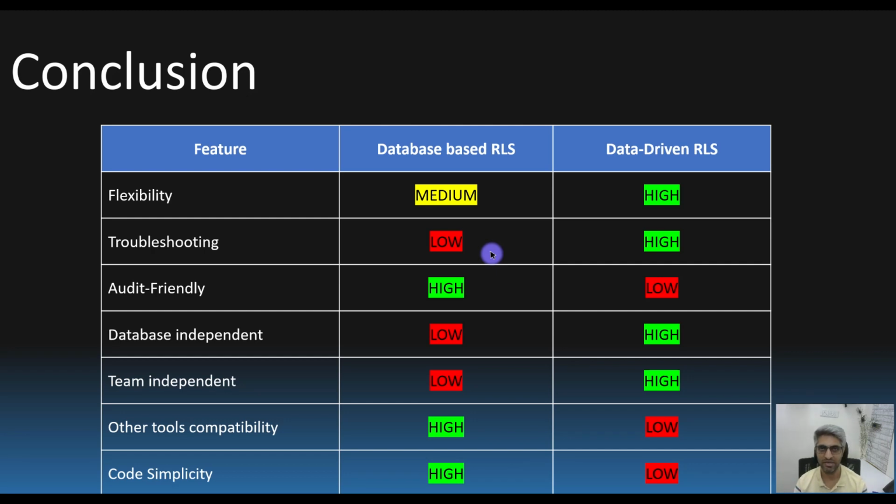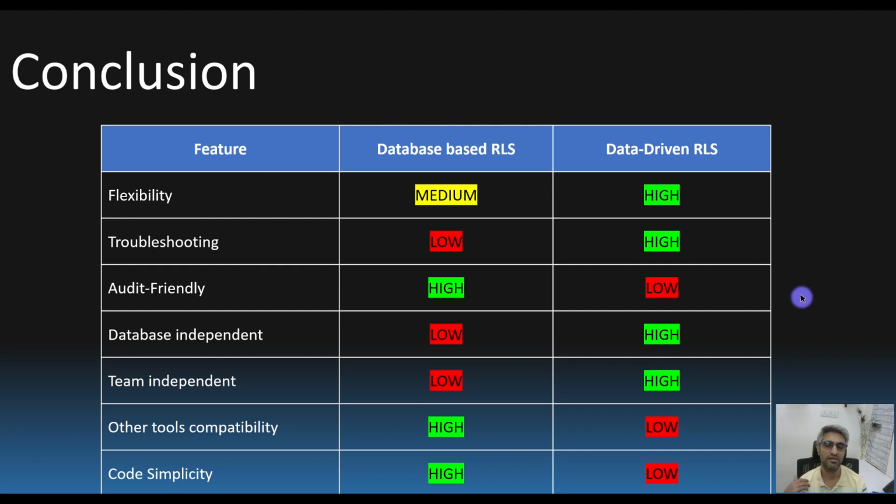Even if it does, it's a compliance violation. So troubleshooting becomes very difficult. Now you will have to go through the policy, you will have to go through the rules within the policy, and so on and so forth, which makes troubleshooting highly difficult. Whereas in data-driven RLS, it's very easy. Again, I'm speaking from my experience.